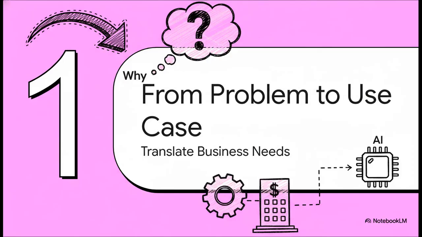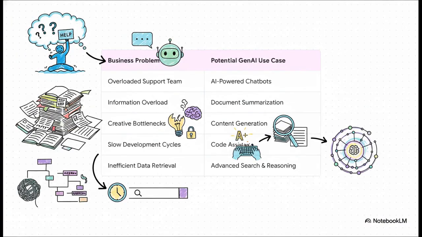Okay, first things first. Before you write a single line of code, before you even think about which model to pick, you have to start with the why. So, step one is all about taking a real business need and turning it into an AI problem we can actually solve. This slide really breaks down how practical that translation can be.